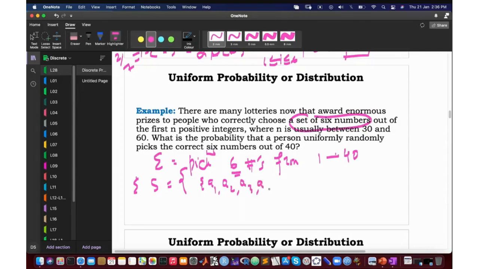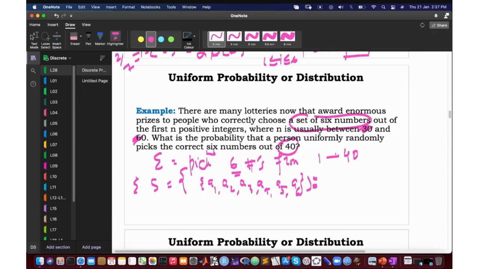Sir, I'm confused about the fact that it says a set of 6 numbers out of the first n positive integers, where n is usually between 30 and 60. So why are we beginning from 1 to 40? So what it's saying is lottery may use some number between 30 and 60. Okay. Now he's saying that he fixed that number to be 40 इस question के लिए. Okay. So this was sort of background information, which is a bit confusing.